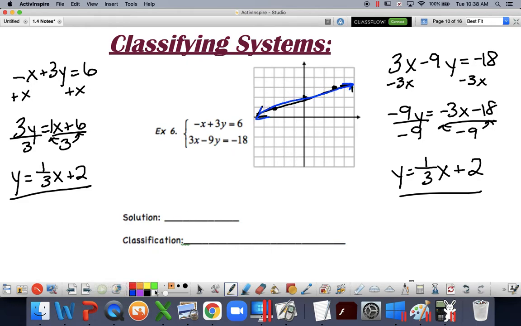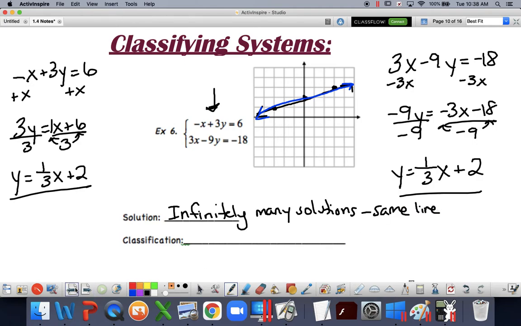But when we first looked at these equations, that didn't stand out to us, right? That wasn't evident right away that these were the exact same lines. My solution is that I have infinitely many solutions, because they are the same line.